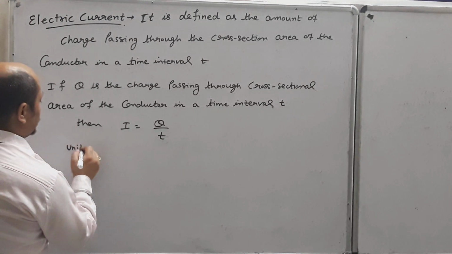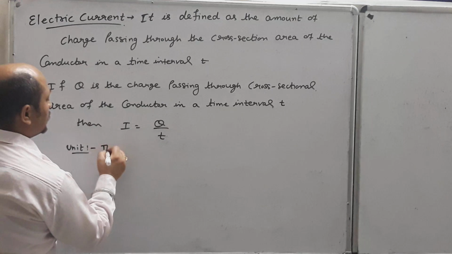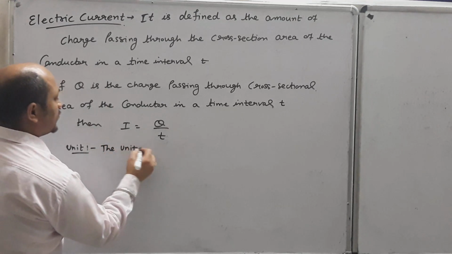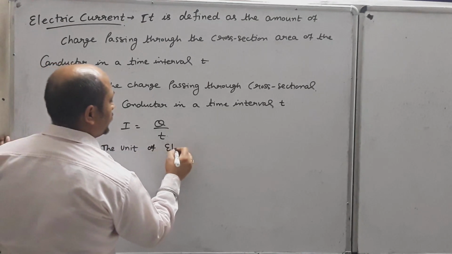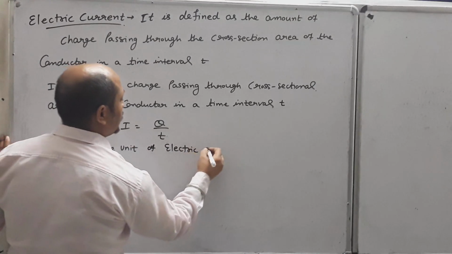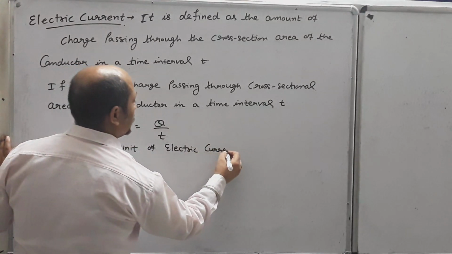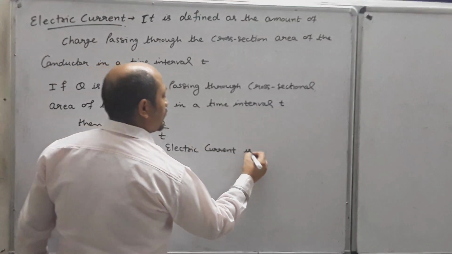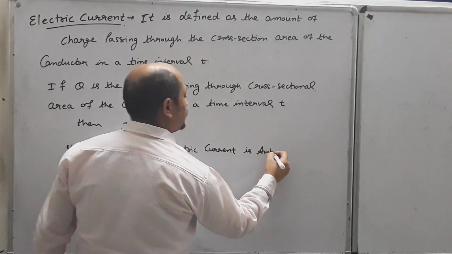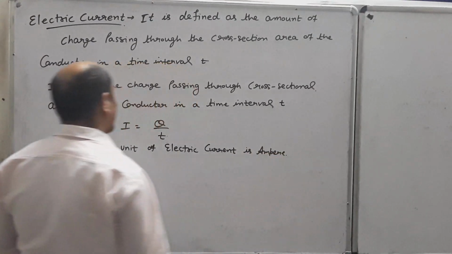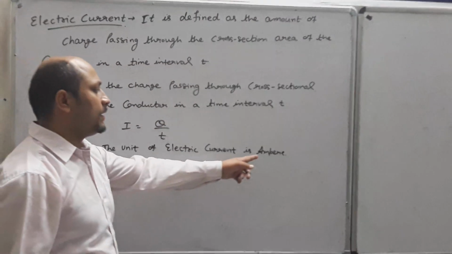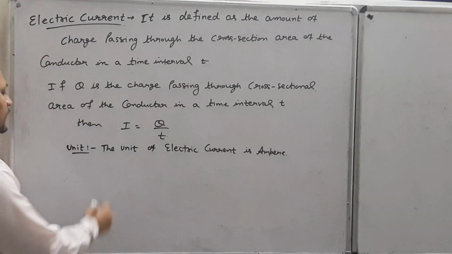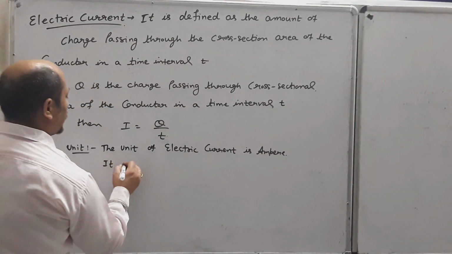Unit. The unit of current is ampere. The unit of electric current is ampere. It is a scalar quantity.